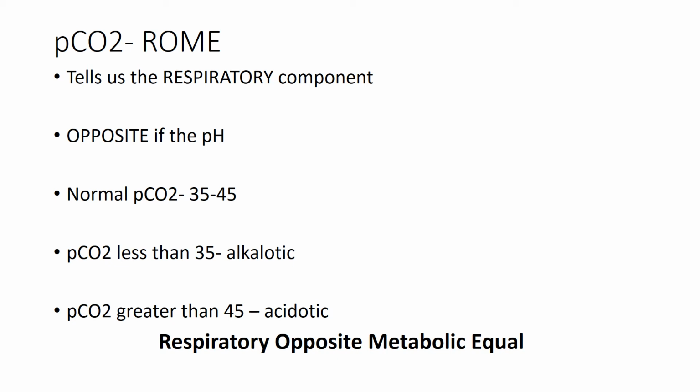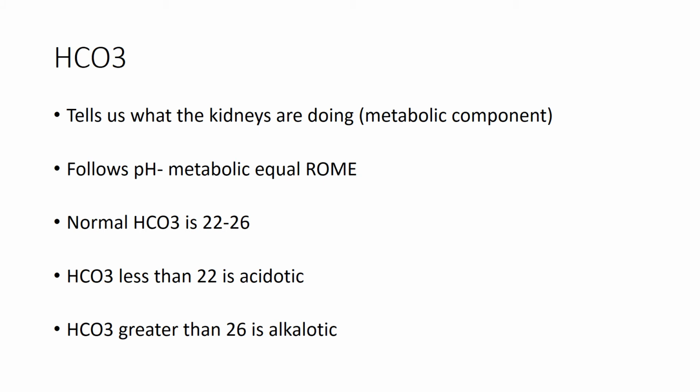Okay, and then when it comes in, you guys just call us. It tells us what the kidneys are doing. It's our metabolic component. It follows the pH. So it's just like on the highway, the analogy I used in class. If we're on the highway, we're going parallel to each other. We're equal. We're married. We're going in the same direction.